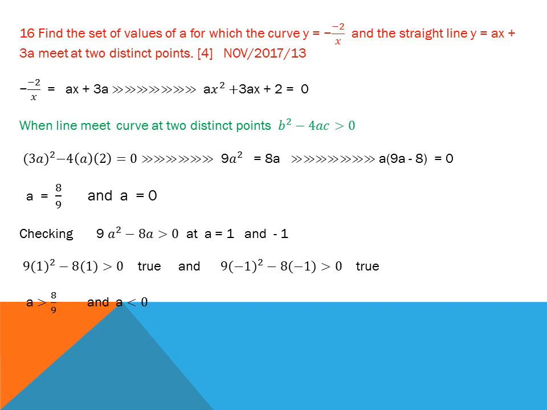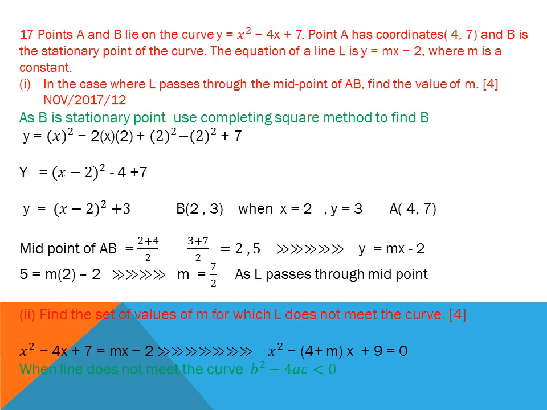Checking, first I put the value a is equal to 1, greater than 8 over 9, because 8 over 9 is point something. I applied the greater value, which is a equal to 1, which is greater than 8 over 9. I find that the equation is true. So our answer is a is greater than 8 over 9. Then I applied the lesser value, a is equal to minus 1, and it is true. So the solution is a is greater than 8 by 9 and a is less than 0 here.